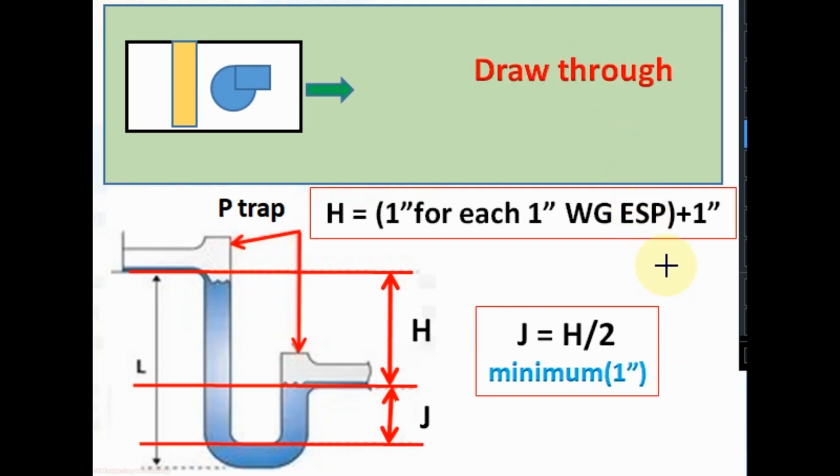For draw-through type unit, we calculate the P-trap height by this formula: H equal to 1 inch for each inch water gauge of external static pressure, plus 1. If the unit has external static pressure 2 inch water gauge, then H will be equal to 2 plus 1 equal to 3 inch. And J will be equal to H by 2. If H equals 3 inch, then J will be equal to 1.5 inch. And the minimum value for J is 1 inch.